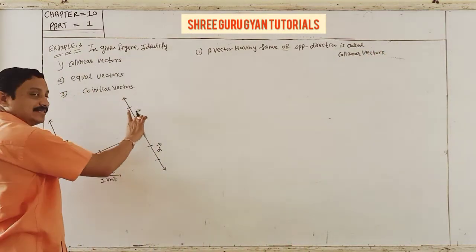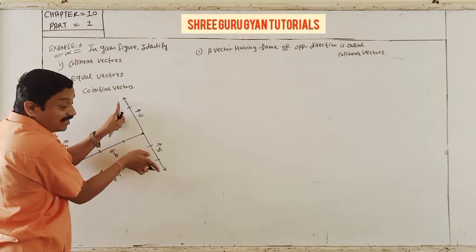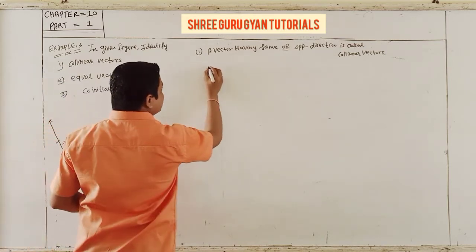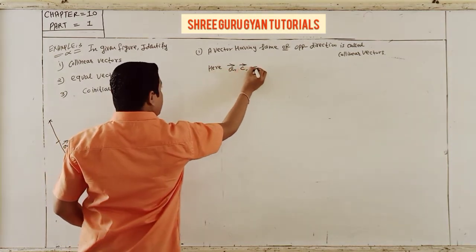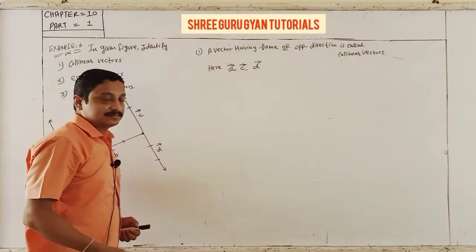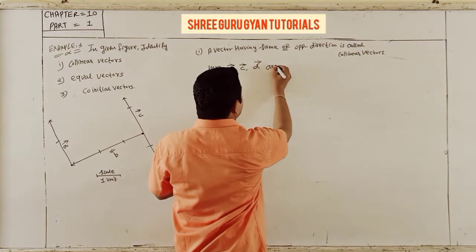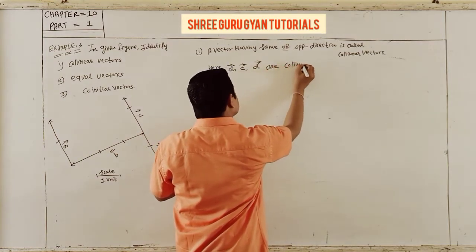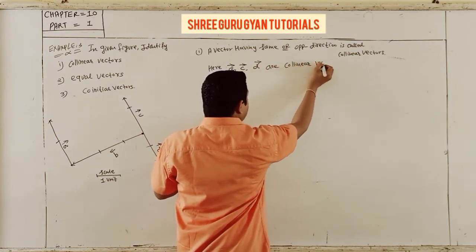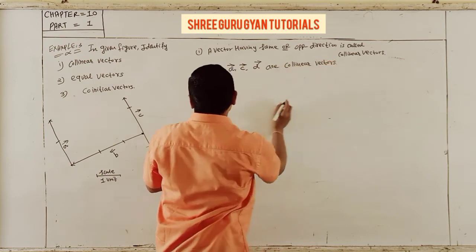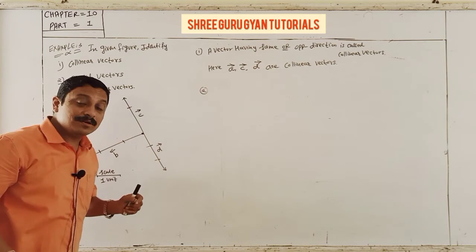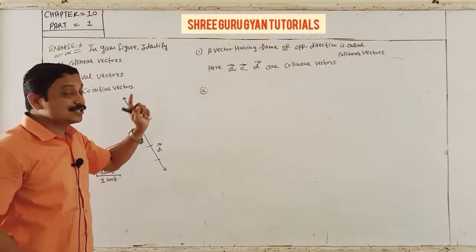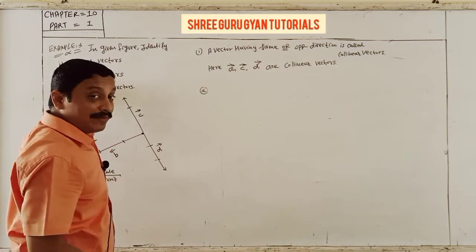A and C have the same direction, but B, C and D have opposite directions. So my answer here is A, C and D are collinear vectors. Yes, because A and C have the same direction and C and D have opposite directions. Now continue with the second part. Read that equal vectors.